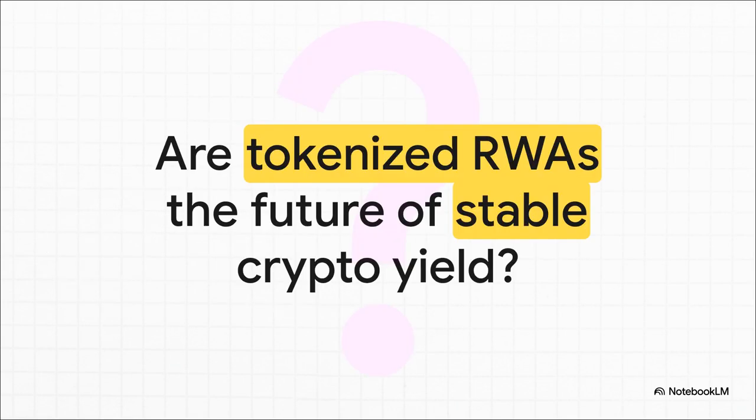And all of this leaves us with one big final question to chew on. As the crypto space hunts for more sustainable, more reliable, and less volatile ways to generate yield, products like this are popping up everywhere, bridging the gap to traditional finance. So the real question is, are we watching the beginning of a massive trend? Will tokenized real-world assets like government bonds become the new bedrock for stable and reliable yield in crypto? I guess only time will tell.